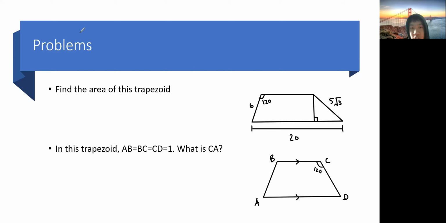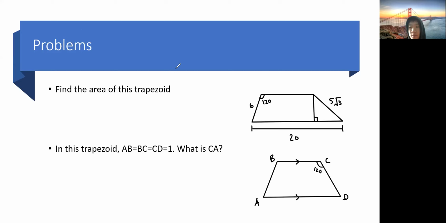So these might be a little challenging. That's okay. I'm going to go through the solutions now. For the first one, I want to find the area of this trapezoid. What we'll need is the bases and the height. So how do we find those numbers?